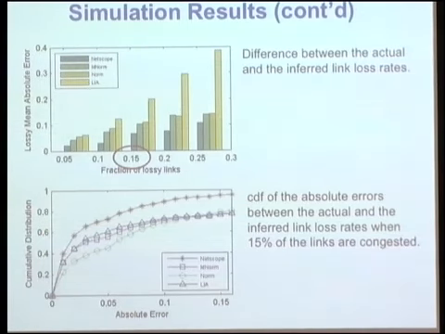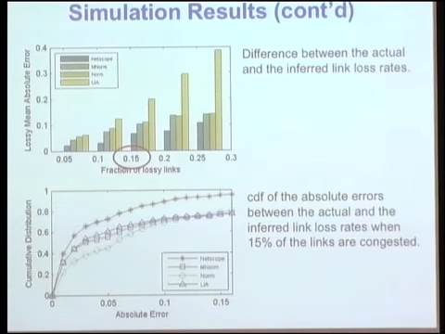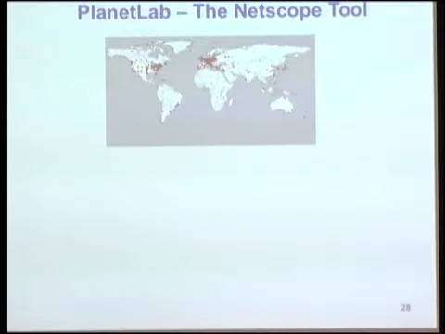So this is the absolute error between the value inferred by the algorithm and the true value here when the number of lossy links in the network goes from 5% to 30% of different loss rate. And so it's something that we have implemented.